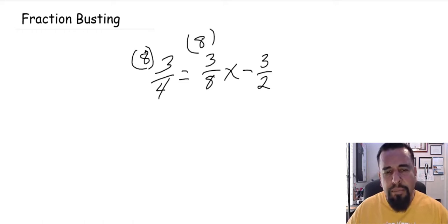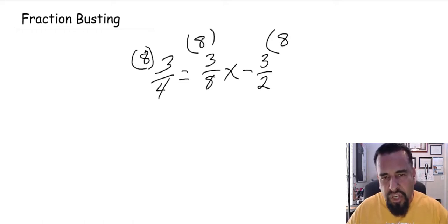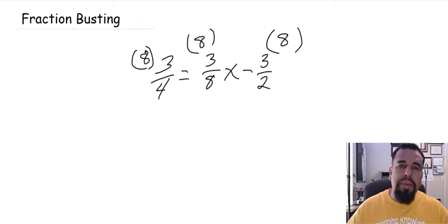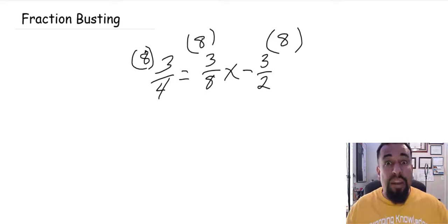And notice that I'm going to be multiplying every single one of these terms by 8. You cannot just multiply one of the terms. This has to be all of them. And besides, the purpose is to get rid of the fraction.